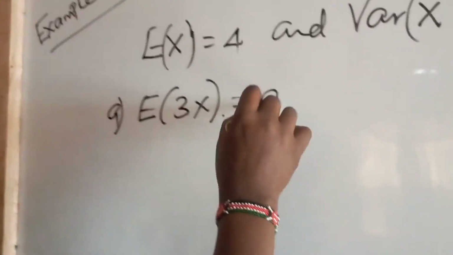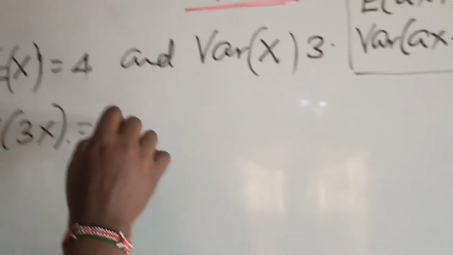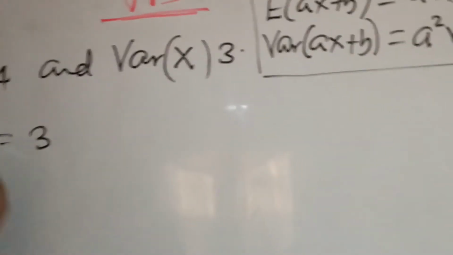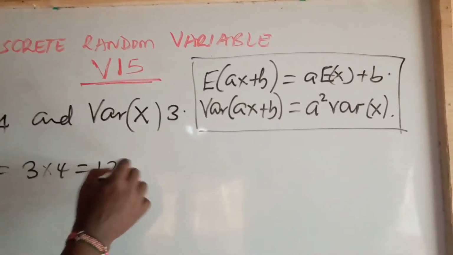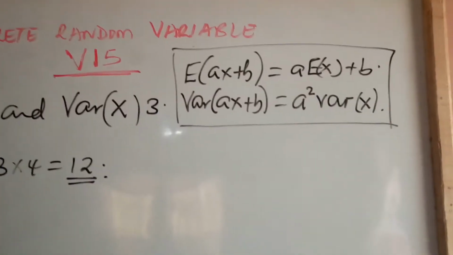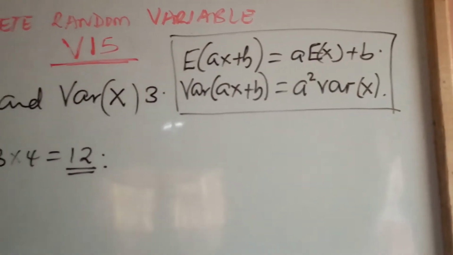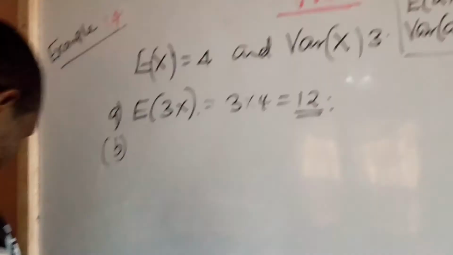This means 3, because our a is 3, times the E(X), of course there is no b, times 4, which is 12. And that is the end of the story as far as that one is concerned. Let us see part B.